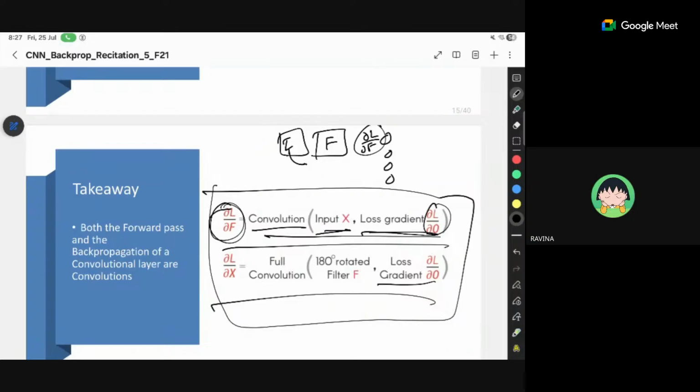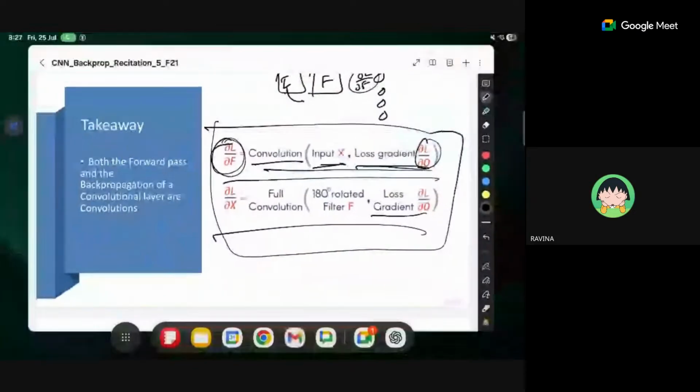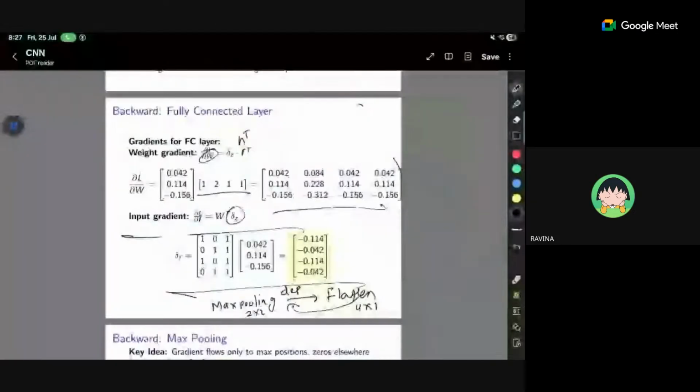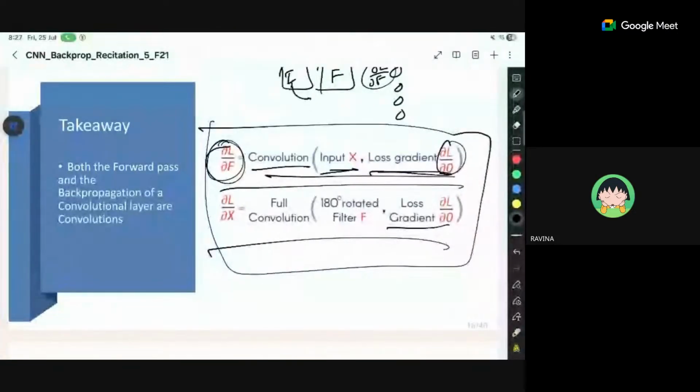So that's all I have. So I'll share this example PDF with you if you wanted to look into it. And this is another PDF where they explain how backpropagation works.